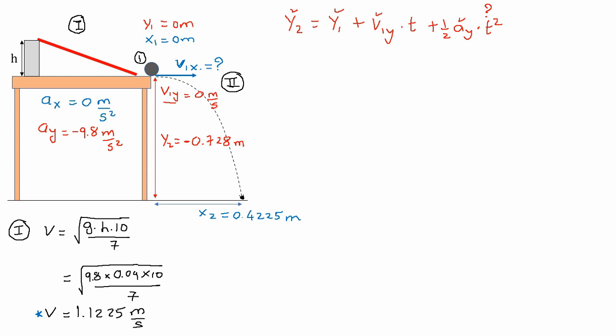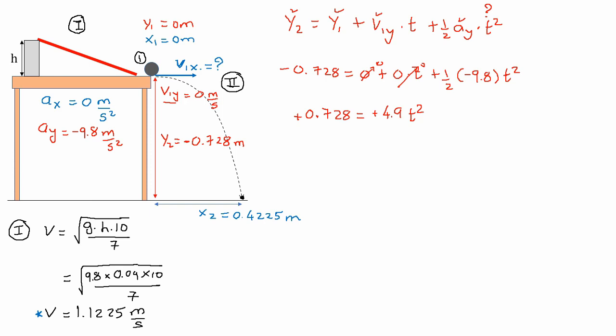So let's calculate this time here. y2 is negative 0.728, y1 is 0, v1y is 0 multiplied by time, plus half times negative 9.8 t squared. Alright, so this zeroes out and this zeroes out. Okay, so we have negative 0.728 equals half times negative 9.8, which makes it negative 4.9 t squared. And since both of these are negative, we can make them positive.